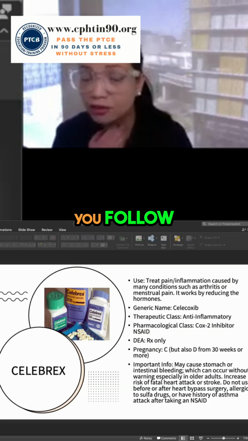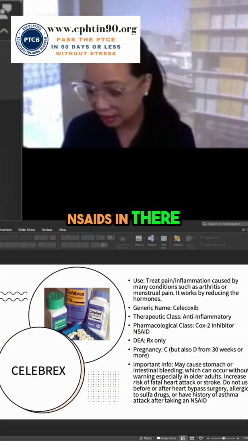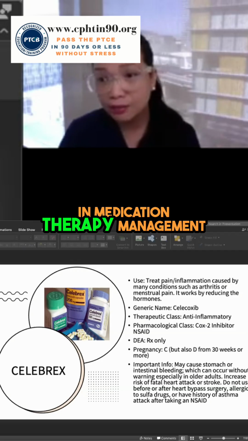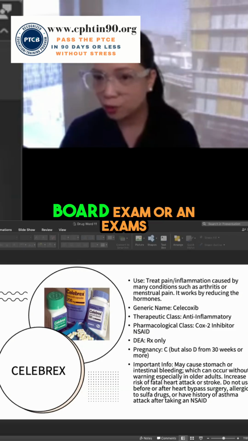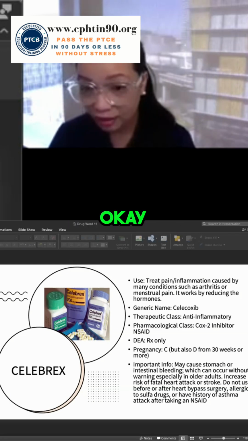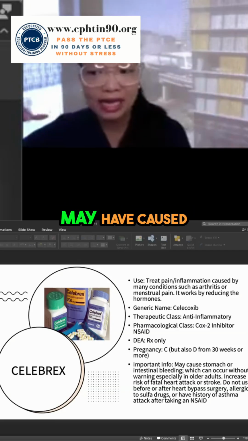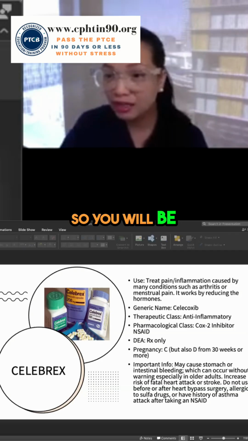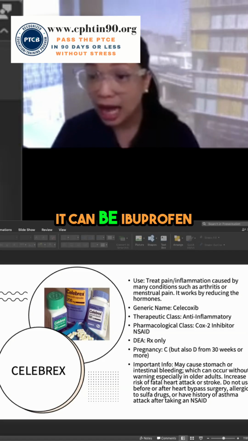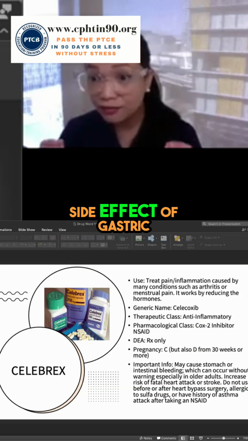Gastric bleeding. You follow? So in our list today, you have other anti-inflammatories in there, and you have other NSAIDs in there. In general, NSAIDs have a side effect of gastric bleeding. So in medication therapy management, or if it's an application question on the board exam or in exams, it can be worded this way. A patient comes in, complains about gastric bleeding, okay? Complains about not even gastric bleeding, but nosebleeds or just bleeding in general after taking this medication. Which amongst this medication may have caused the bleeding problem? So you will be given 3 drugs, and then 1 drug is an NSAID. It can be Celebrex. It can be aspirin. It can be ibuprofen, because those 3 examples I just mentioned are NSAIDs. Can you follow? Okay, so NSAIDs have a side effect of gastric bleeding.